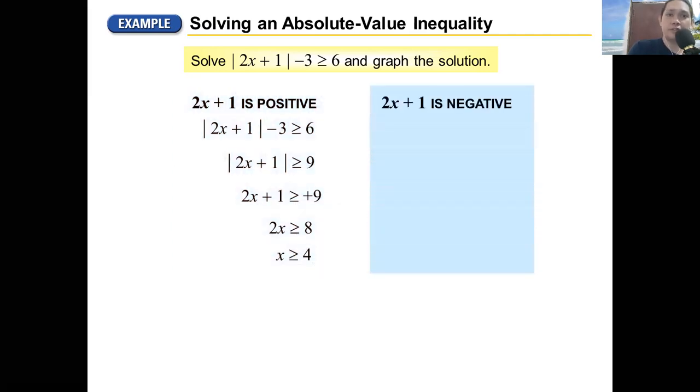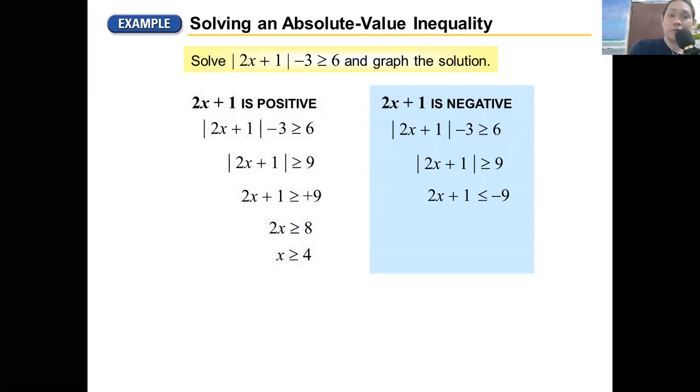What about considering the 2x plus 1, which is negative? So the absolute value of 2x plus 1 minus 3 greater than or equal to 6. That gives you the absolute value of 2x plus 1 greater than or equal to 9. Then 2x plus 1 less than or equal to negative 9. Why less than or equal to negative 9?